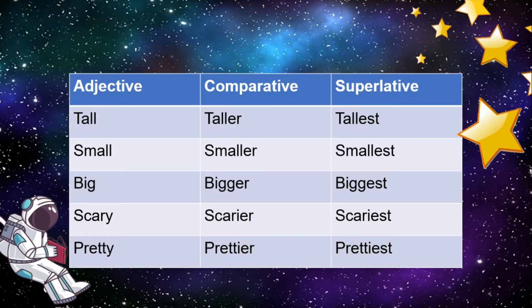Let's look at how we can change an adjective to comparative to superlative. Tall, taller, tallest. Small, smaller, smallest. Big, bigger, biggest. Scary, scarier, scariest. And pretty, prettier, prettiest. As you already know, when you want to change the adjective to a comparative adjective, you add ER. But now for superlative, you add EST.